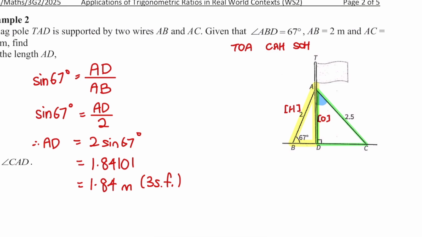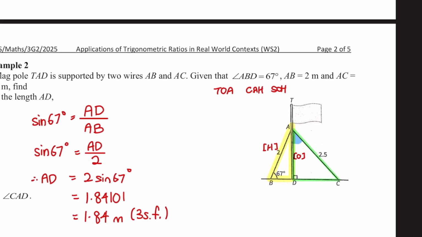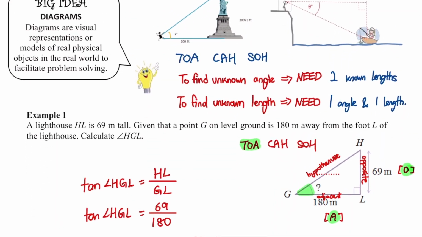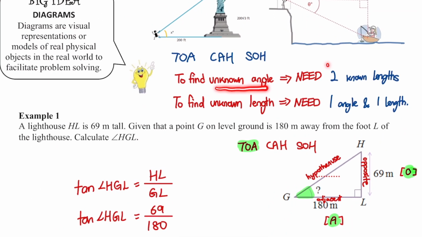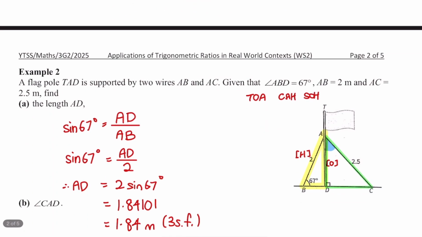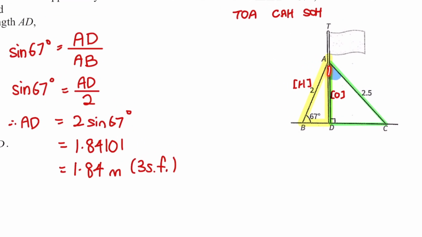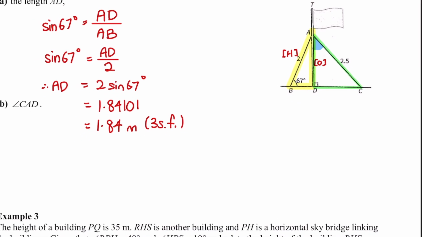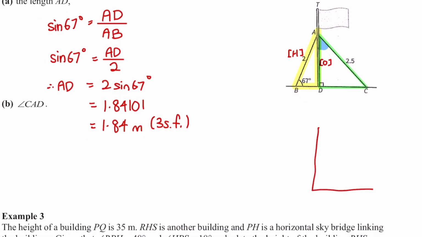So how do I find this angle here? In this triangle, I want to find an unknown angle. We go back to what we need again. To find an unknown angle, I need two known lengths. So based on this diagram here, to find this angle, I need two known lengths. Let me draw it out separately so we can visualize better. If I were to draw out this diagram now, this is ADC.